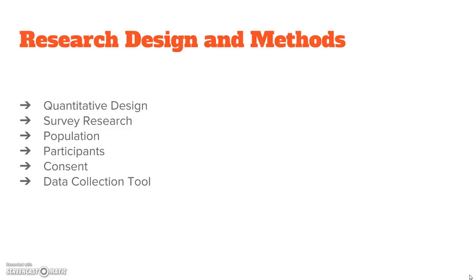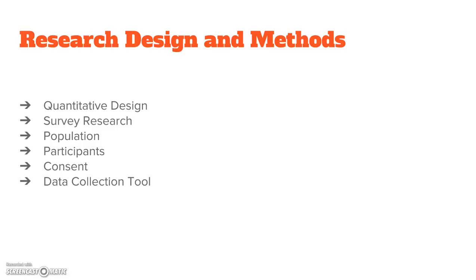The research design and methods, I chose to do a quantitative design and obviously survey research. My population was 435 accredited RRT programs in the United States, and these programs are accredited by the Commission on Accreditation for Respiratory Care. On these 435 total programs, I selected a random sample of 250 and emailed the program directors for these programs, and they became the participants.